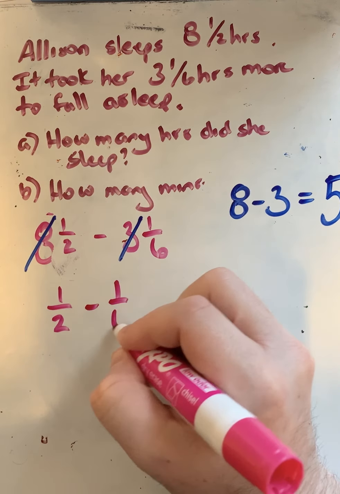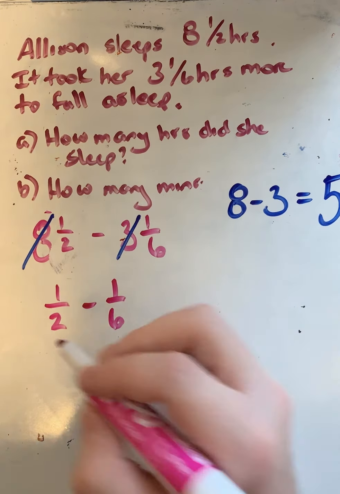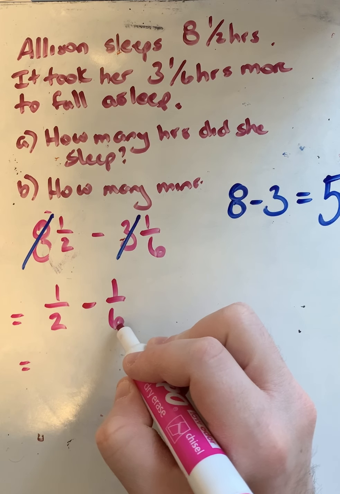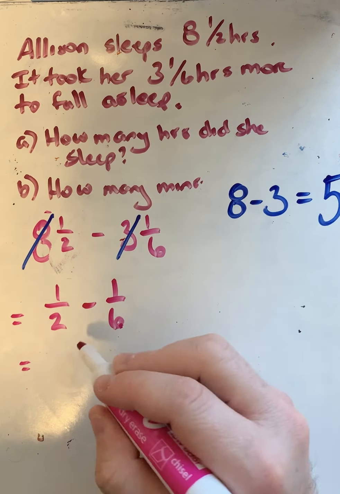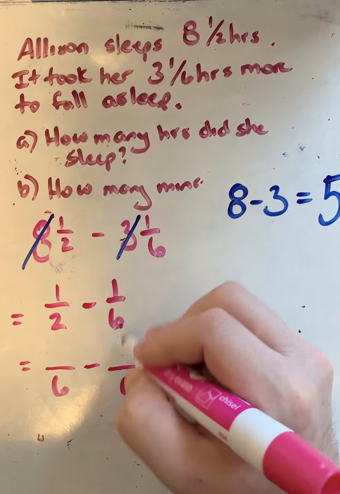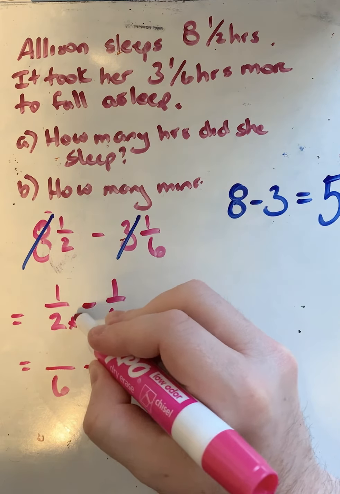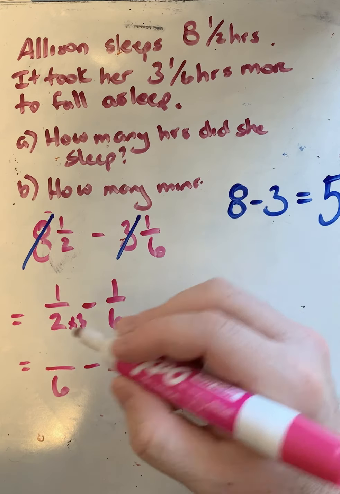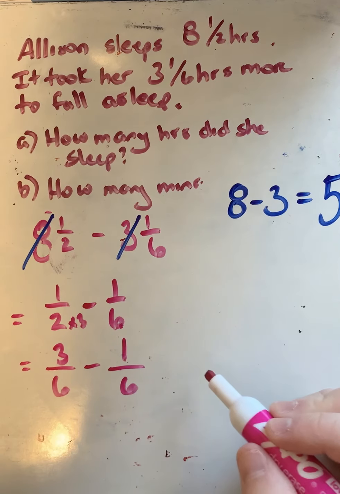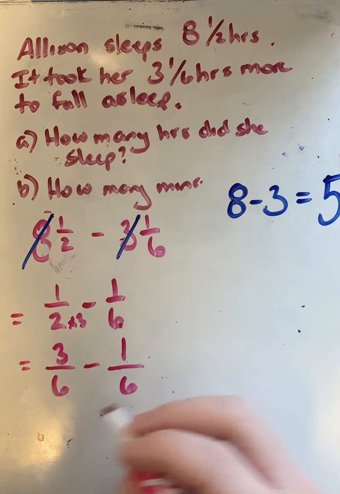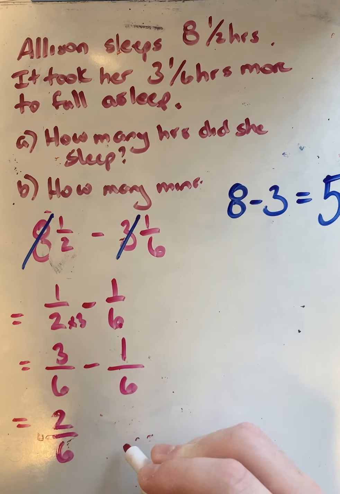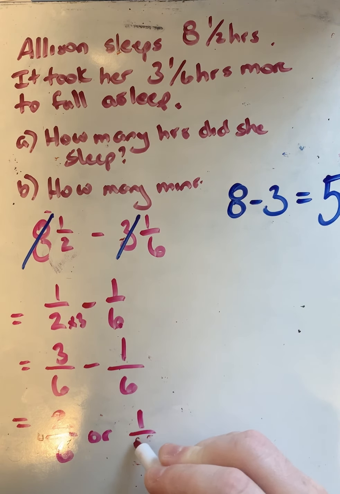1/2 minus 1/6. I ask myself, how do I find a common denominator? Well, 6 is pretty good because 6 goes into 6 and 2 goes into 6. So we're going to make them both 6. I'm not changing this, so I'm going to make this 1/6. How do I get from 2 to 6? 2 times 3 is 6. 3 times 1 is 3. So I've got 3/6 minus 1/6 is 2/6. Or, to reduce it further, 1/3.